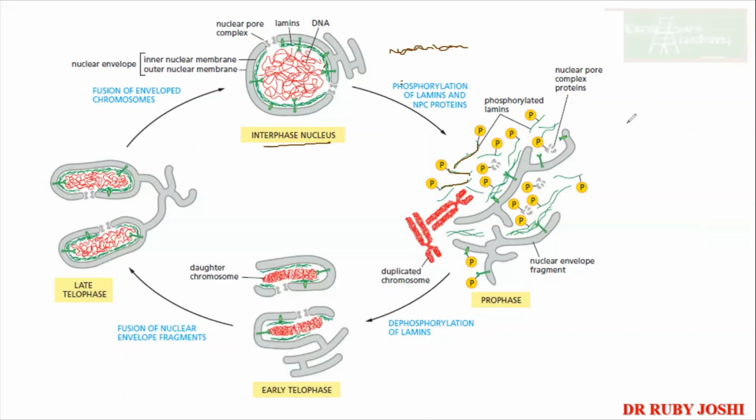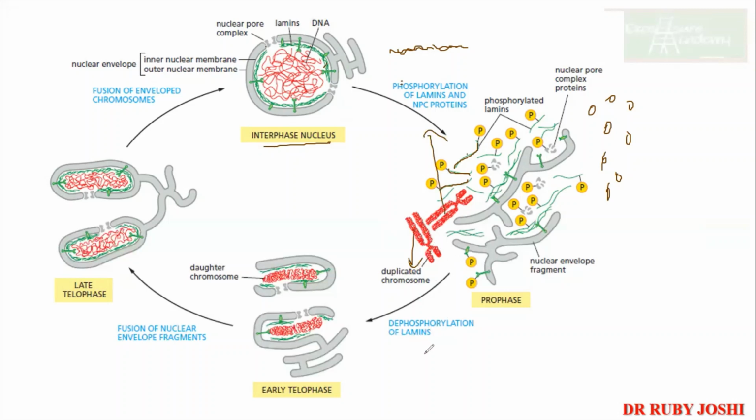So ये ऐसे होगा, आपके छोटे-छोटे fragments बन जाते हैं, ठीक है? When the lamins are phosphorylated, by that time your DNA is getting condensed into the chromosome. Okay? Now suppose the separation has happened. एक क्रोमोसोम वहां चला गया, एक क्रोमोसोम हमारे पास आ गया. Okay? Now what will happen?